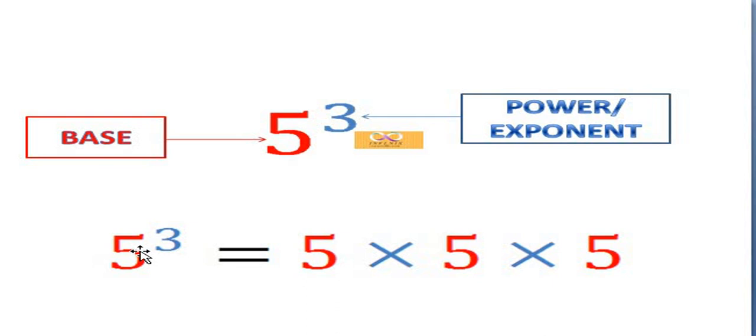What this means is the base is multiplied by itself exponent number of times or power number of times. Here it is 3, so 5 is multiplied by itself 3 times. 5 multiplied by 5 multiplied by 5.